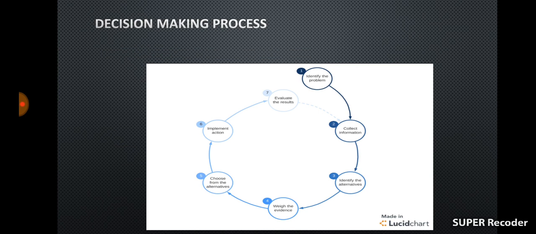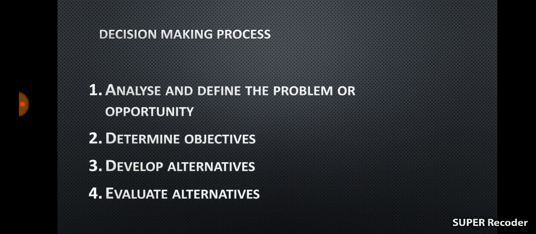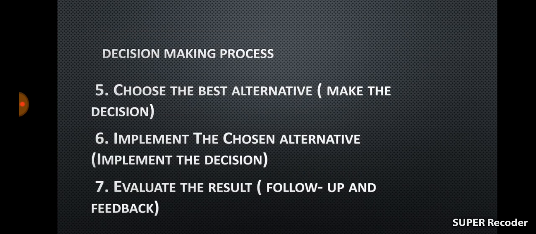These are the steps involved in decision making. The first one is to analyze and define the problem or opportunity. Second one is to determine objectives, then develop alternatives, and then evaluate alternatives. And the fifth step is to choose the best alternative. And the sixth one is to implement the chosen alternative. And finally, evaluate the result.